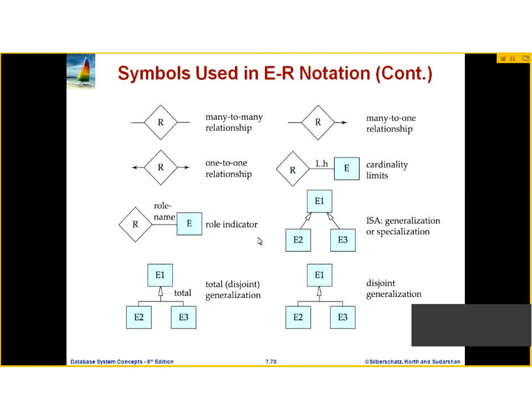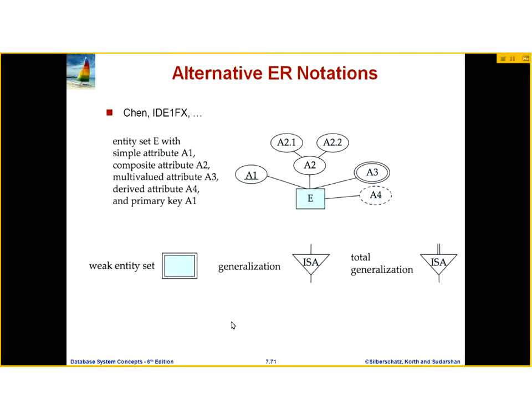Sometimes you want to indicate certain roles, so you can mention the role name over here, as a role indicator. So if you want to mention the name and the role of an entity in the relationship, you can mention it over here. If your entities have an is-a relationship, generalization or specialization, you mention it in this way. If you want to mention disjoint generalization, you mention it through a combined arrow, and if you want to mention total generalization, you mention it in this way, and you can mention total along with that.